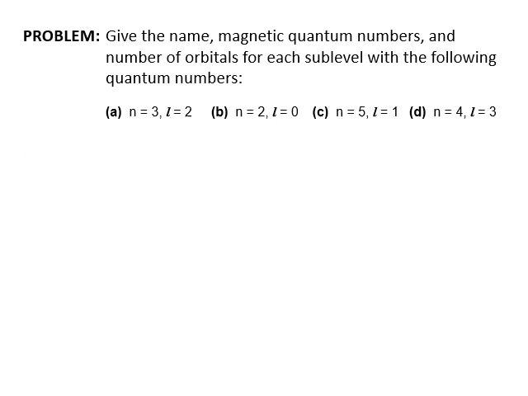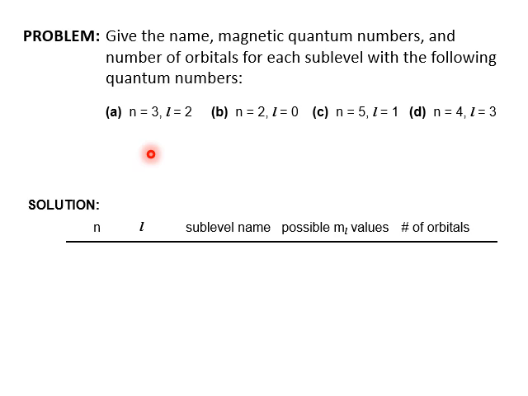Okay. Give the name, magnetic quantum number, and number of orbitals for each sublevel for each of the following. N is equal to 3, L is equal to 2. So you must know how many orbitals there are. So you have to do it one by one. N equal to 3, do it one by one. You can do a table like this as well. N is equal to 3, L is equal to 2.